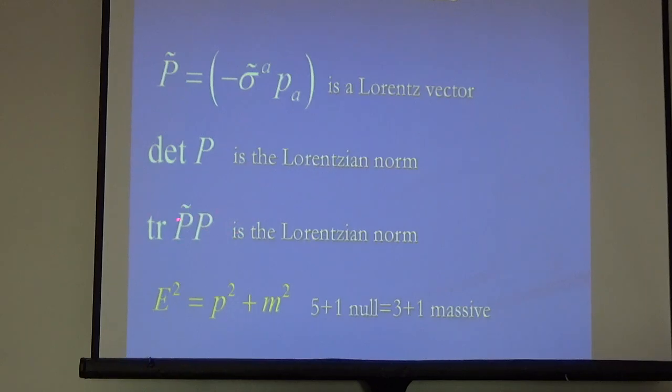Or I could think of it as the trace of P tilde with P. Remember, P is just trace reversal. So P tilde with P trace is also the Lorentzian norm. And the Lorentzian norm, for us physicists, is just the energy-momentum relationship that we want.